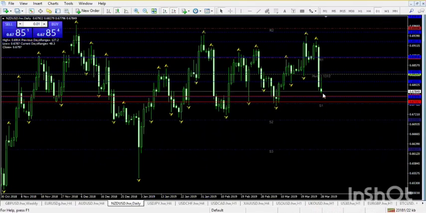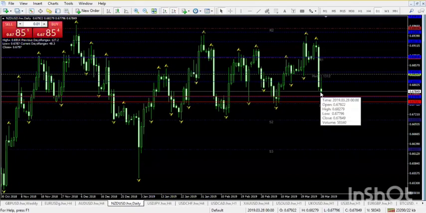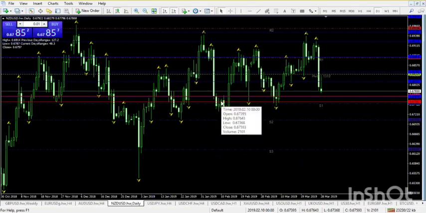So I will have a reversal here when I get a reversal candlestick here. So for example, in here, we have a reversal candlestick and it's inside the pivot. So it has caused an upward movement.